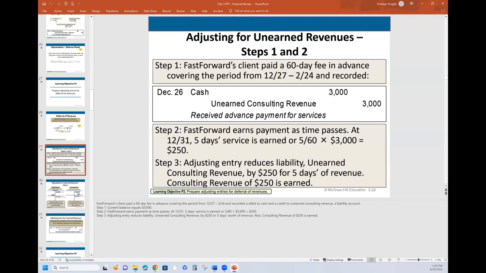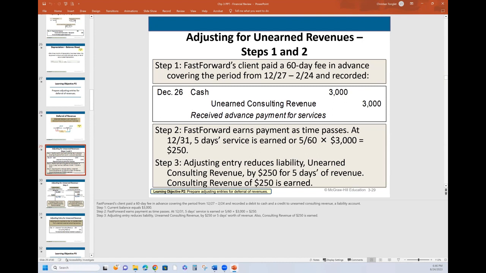And so now we're going to go out and perform some of those services, so we need to make an adjustment. This is showing you that the client paid a 60-day fee in advance for a period of 12/27 to 2/24 for $3,000. So we have our journal entry recording the cash. We have $3,000 sitting as a credit in our unearned revenue account.